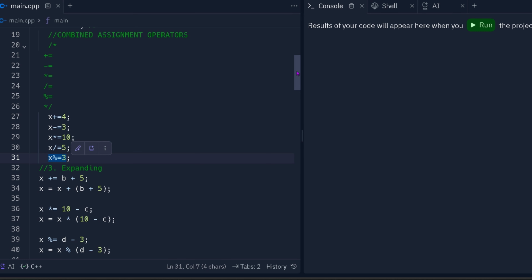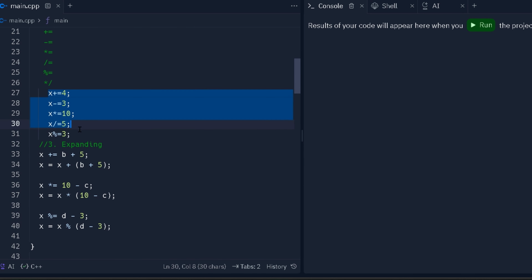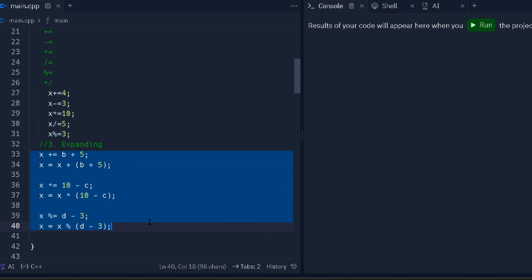We don't have to stay with these kind of small form equations. We can expand them. So the odd lines are going to be it collapsed with the plus equals, times equals, modulus equals, and then the even line is going to be it expanded. So if we have x plus equals b plus 5, really whatever is on the right side is always going to be in parentheses. You can see that with all of these here.